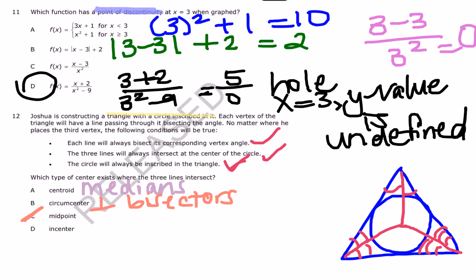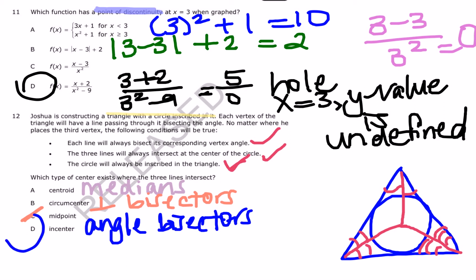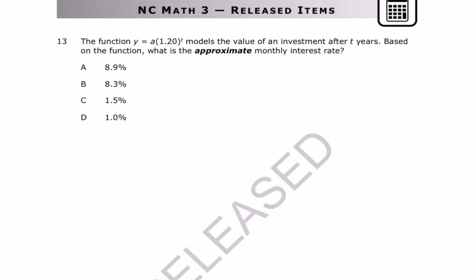Incenter is where all of the angle bisectors meet, and the one that's not listed is the orthocenter, which is where the altitudes meet. So since we're talking about bisecting an angle, the only correct answer is D.